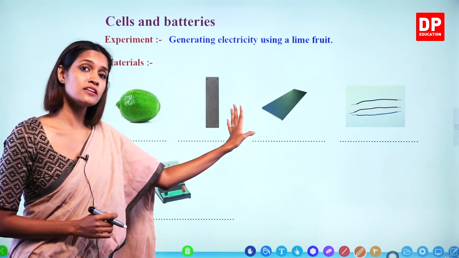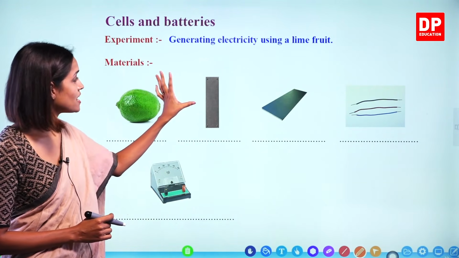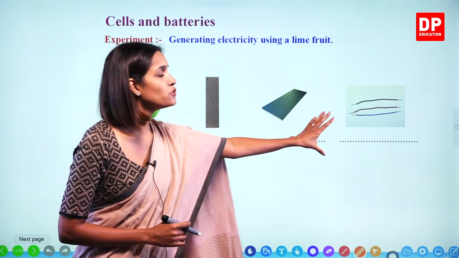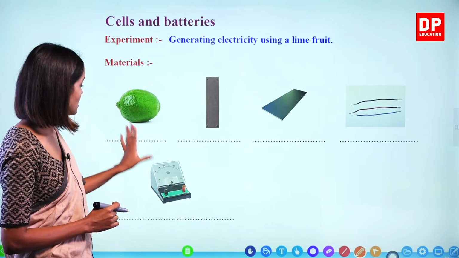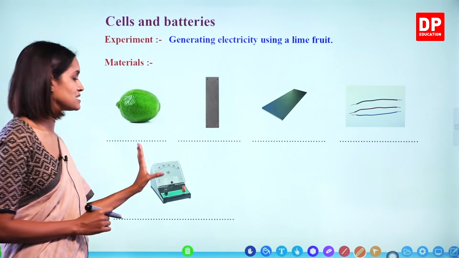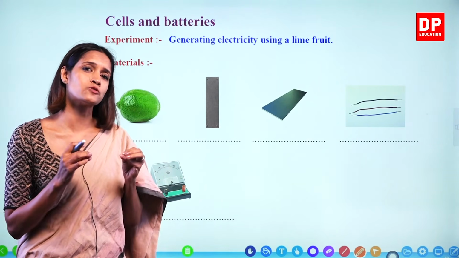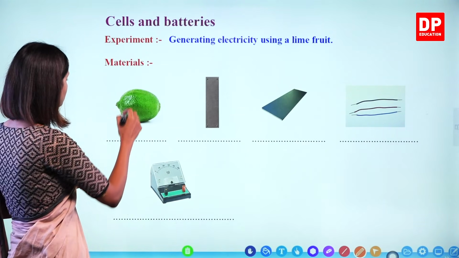Now copper and zinc both are metals, right? You need a small copper sheet and a small zinc sheet. And you need some pieces of wires, right? And then you need a milliammeter or a galvanometer. So milliammeter, galvanometer you can use to measure small electric currents. We will write down this one.